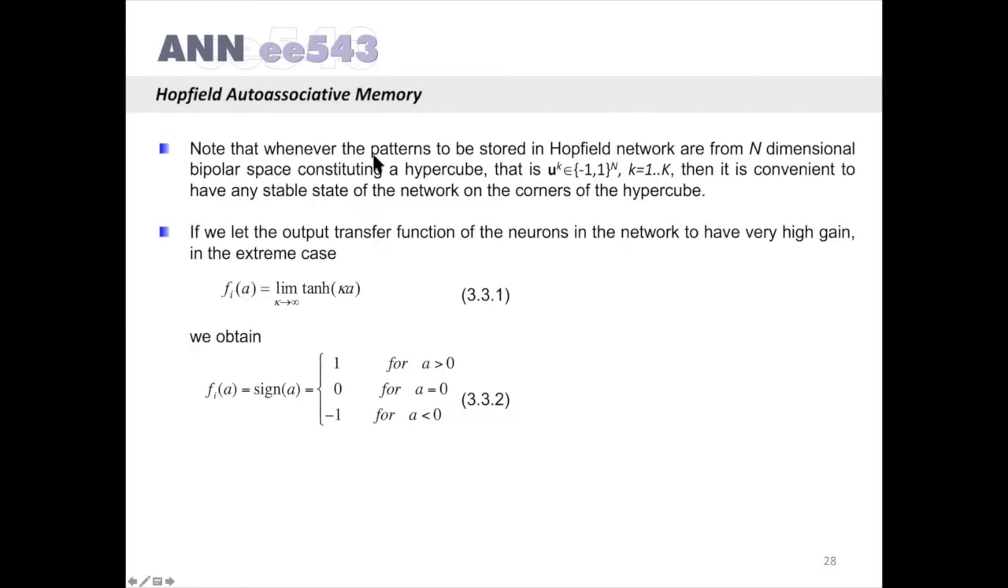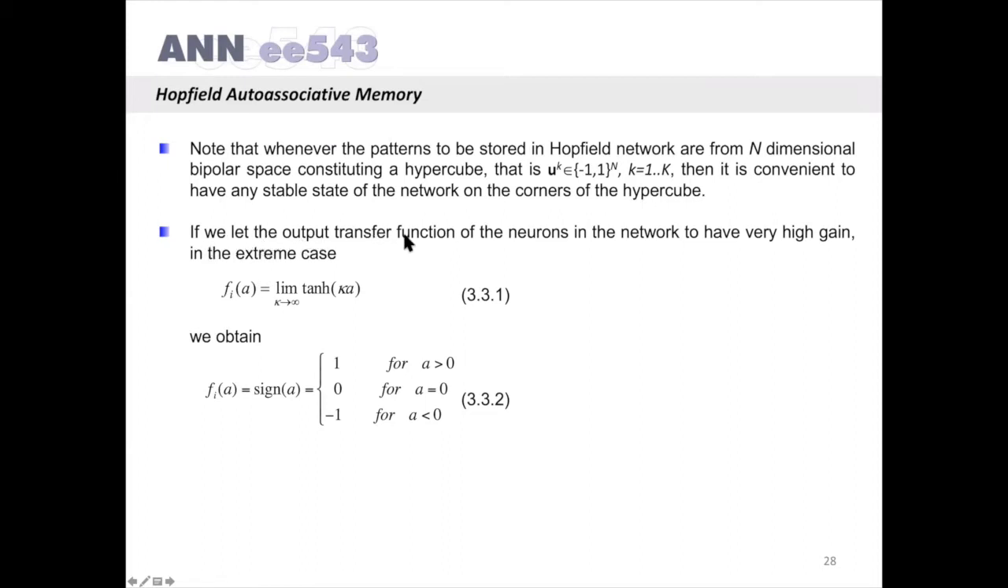Note that the patterns to be stored in the Hopfield network are from the n-dimensional bipolar space constituting a hypercube, that is, u_k is a vector of size n, and each component is either -1 or 1, for k from 1 up to capital K. Then it is convenient to have any stable state of the network on the corners of the hypercube.